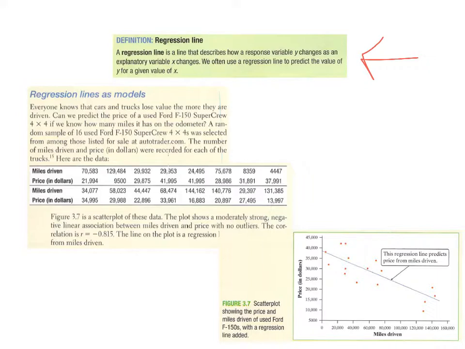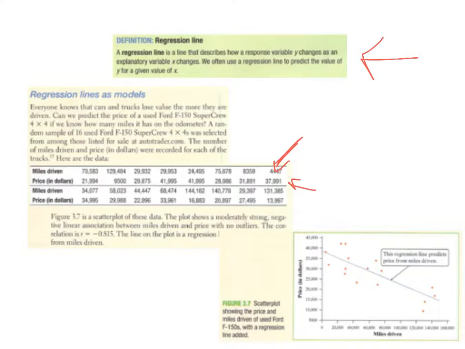Okay, so let's look at this example real quick because this example will carry us through a lot. Everyone knows that cars and trucks lose value the more they are driven. Can we predict the price of a used Ford F-150 Super Crew 4x4 if we know how many miles it has on the odometer? A random sample of 16 used Ford F-150 Super Crew 4x4s was selected from among those listed for sale at autotrader.com. The number of miles driven and price in dollars were recorded for each of the trucks. Here are the data. So we've got our miles driven and we've got our prices there for our trucks.